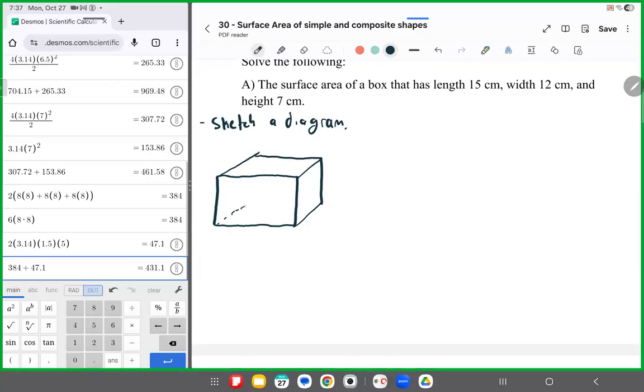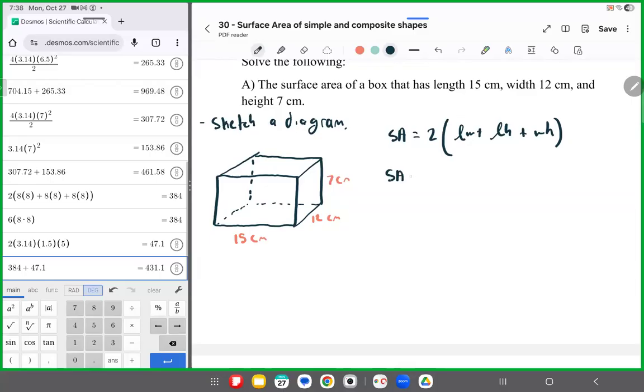And we'll put our dotted lines in the back. There we go. And so we have a length of 15 centimeters, a width of 12 centimeters, and a height of 7 centimeters. And we need the surface area. Okay, simple enough. The surface area is going to be equal to 2 times length times width plus length times height plus width times height in some order. I might have these slightly off, but it's the same answer in the end.